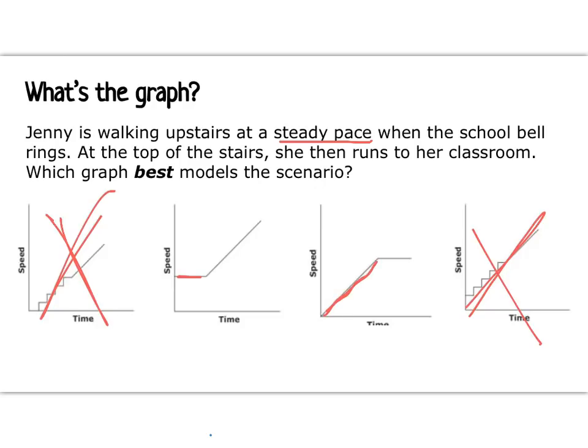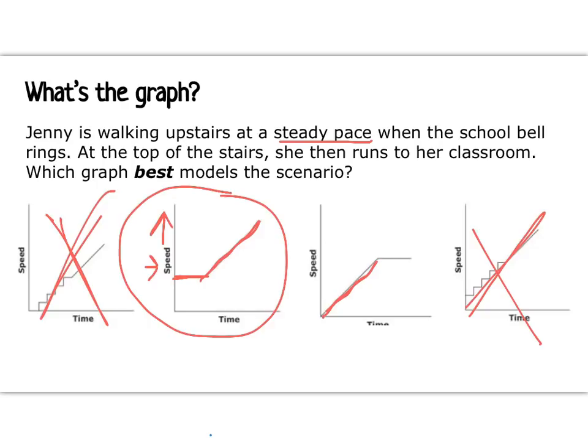These two are, but this is where we have to look at what our variables are. The y variable is talking about speed. So if this line right here isn't going up or down, that means that speed is constant. It is not increasing, it is not decreasing. Then it says she runs to her classroom. Well, running means you're increasing speed. So right here, my line is going up, which means her speed is increasing. So this one is our graph.